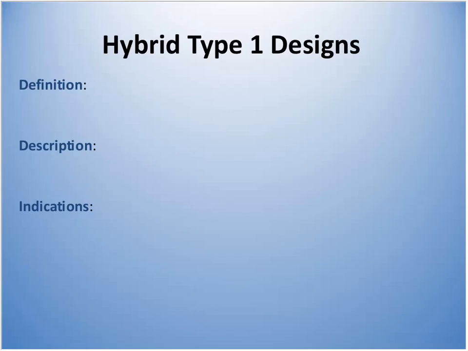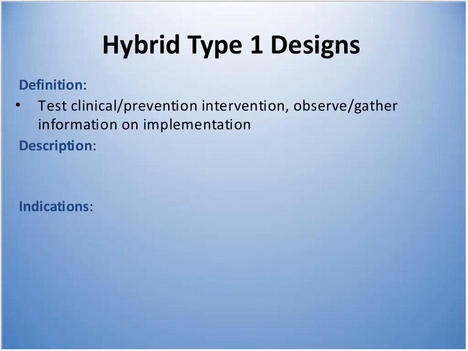I've just moved the slide, and it seems to be happening one at a time. I've already done the definition here. For a hybrid type 1 design, it's largely testing the clinical intervention with a secondary aim on implementation information.